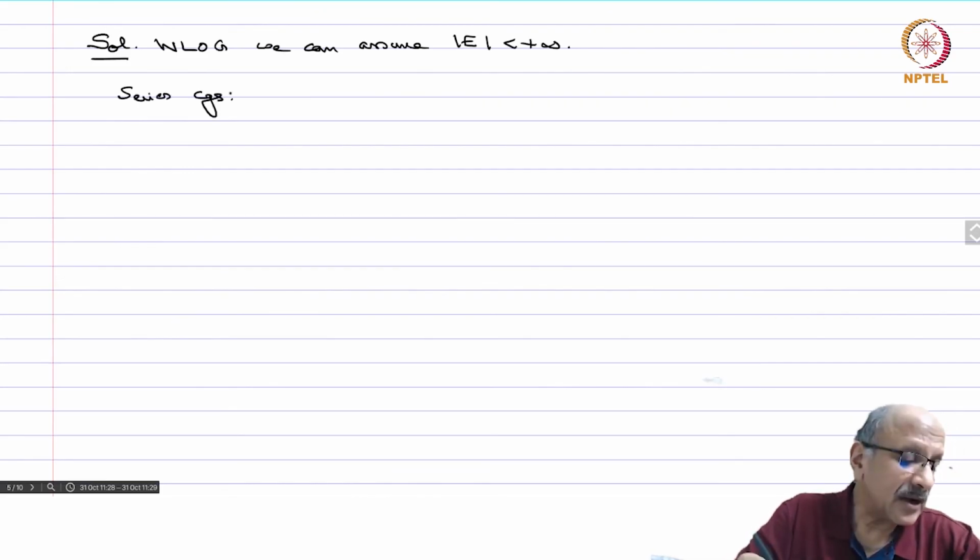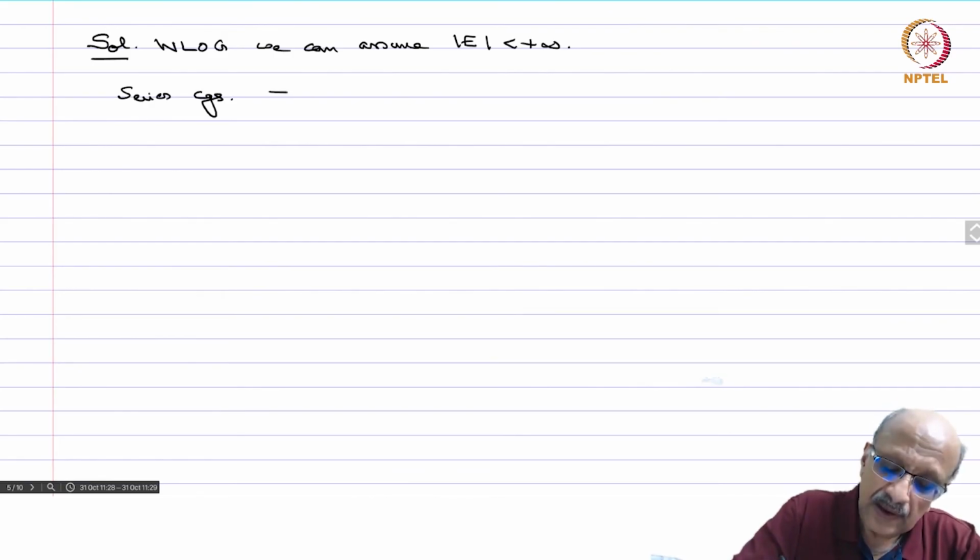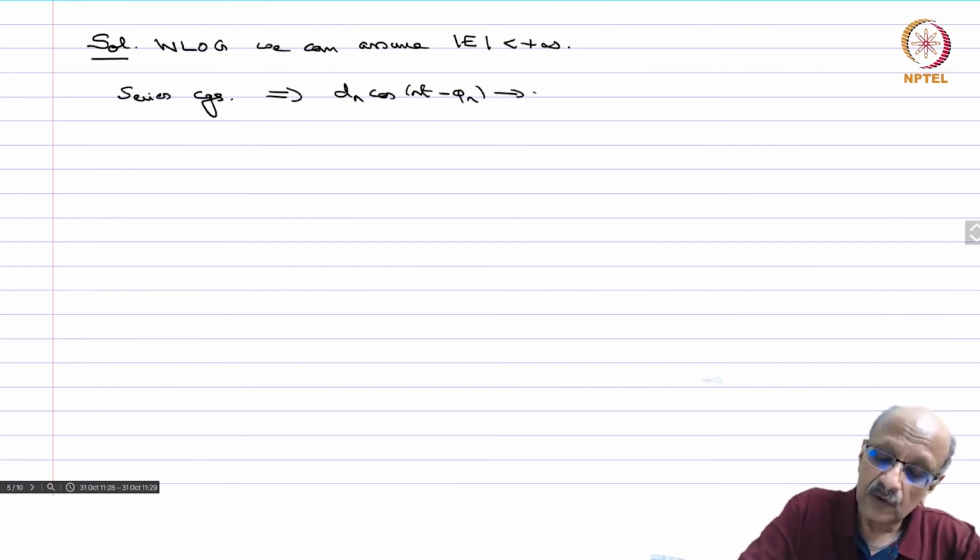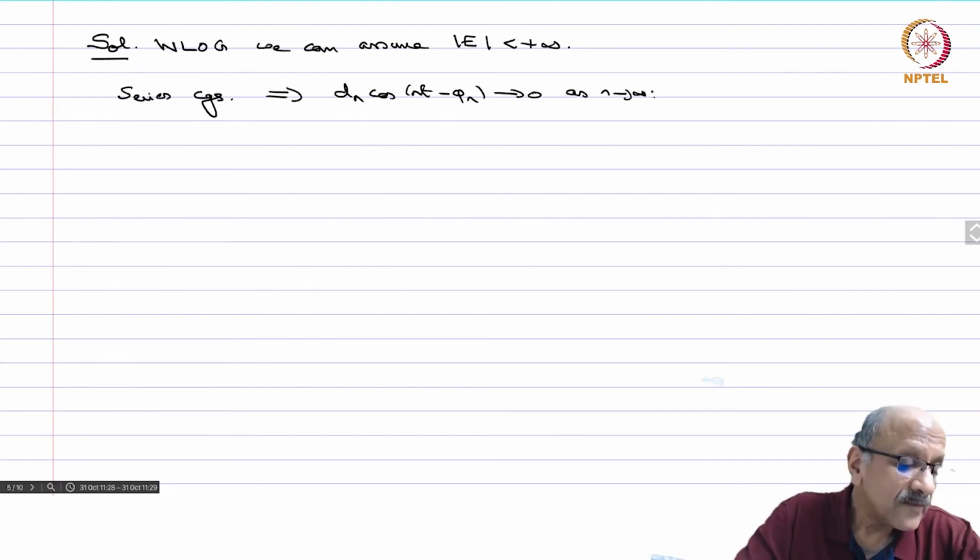Okay, so the series converges. That means the general term has to go to 0. So this implies that d_n cos(nt minus phi_n) tends to 0 as n tends to infinity. The general term of any convergent series has to go to 0. That is why we combined the two terms and wrote it in amplitude-phase form, so there's only one term, and so it's sigma alpha_n, so alpha_n has to go to 0. So d_n cos(nt minus phi_n) has to go to 0.